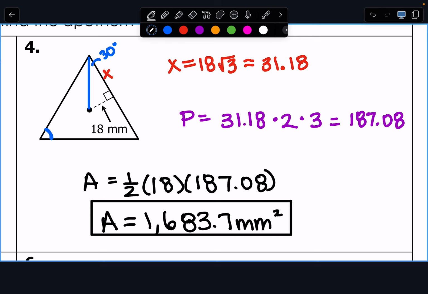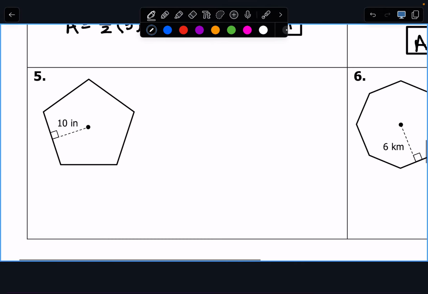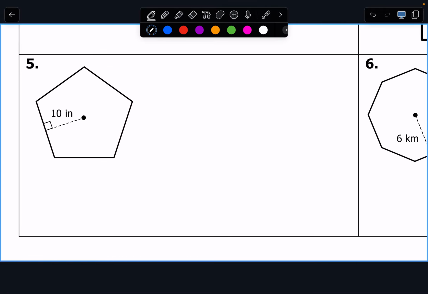Now, those 2 are nice because they were 30, 60, 90 triangles for our apothem and side radius. Here we're not going to be so lucky. Okay? Let's go ahead and draw our triangle, and we know we need to find this length I'm going to call X. Okay? But we have a pentagon. So 5 minus 2 times 3.